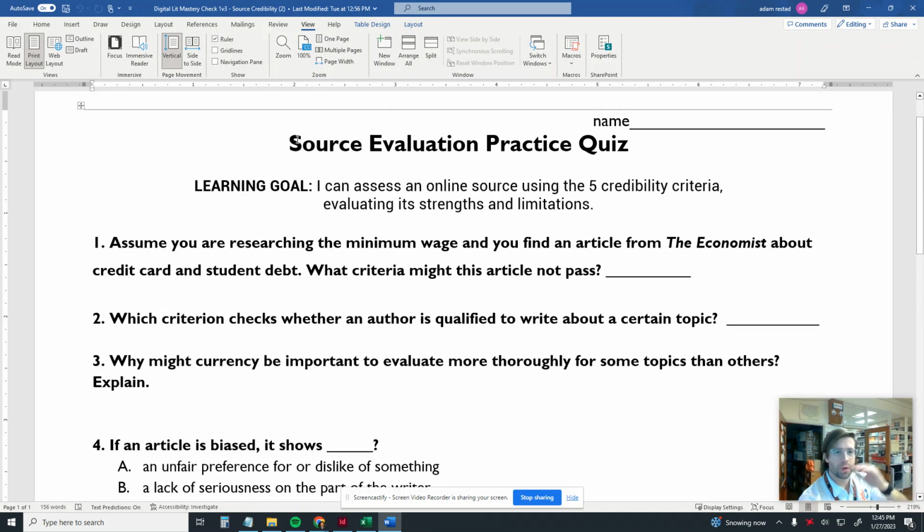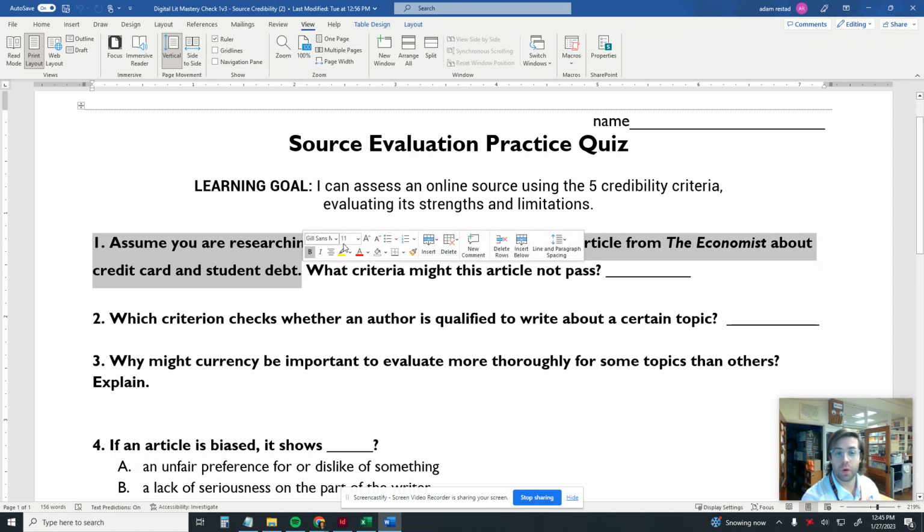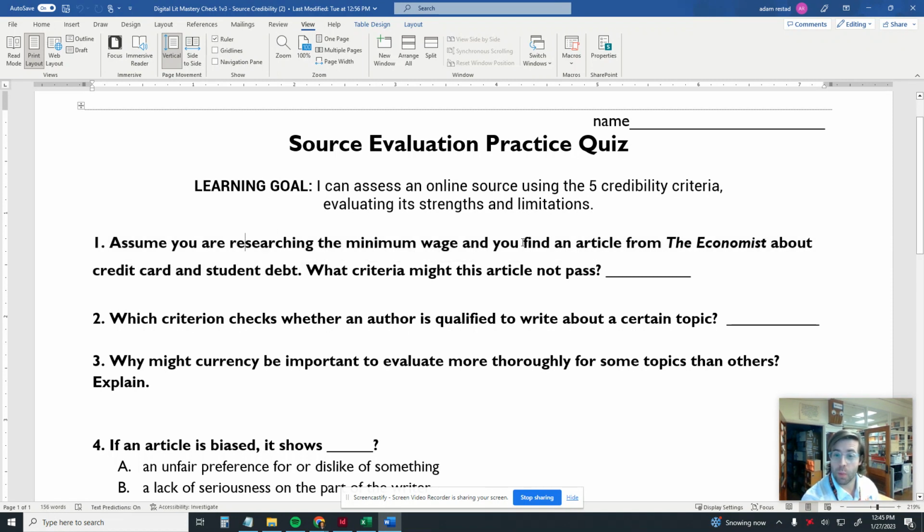For this first one, the source evaluation practice quiz, if we're taking a look at number one, you're doing a research project on the minimum wage and you find an article from The Economist about credit card and student debt. What criteria might this article not pass? So, you may not know who The Economist is, but automatically that's not necessarily the issue at stake here.